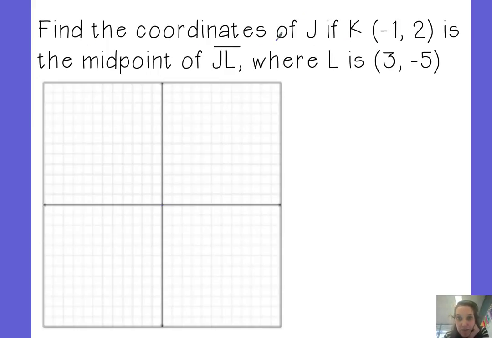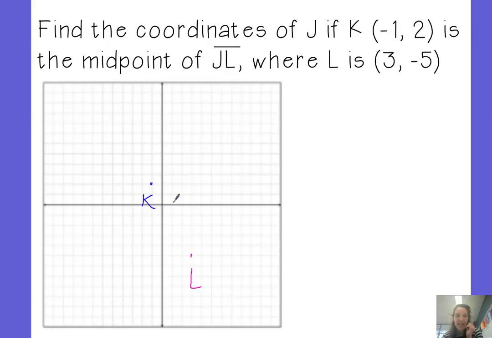Find the coordinates of point J if point K is the midpoint of segment JL. So K is at -1, 2. So here's point K. And L is at 3, -5. Okay, so here's L. And then here's K. And so we are trying to figure out the coordinates of point J. So J is going to be somewhere over here because it is the other endpoint.